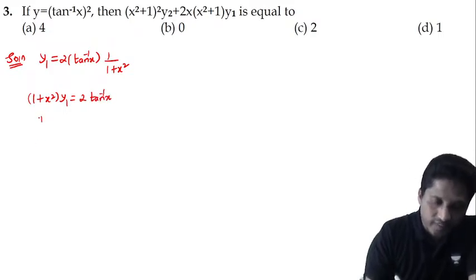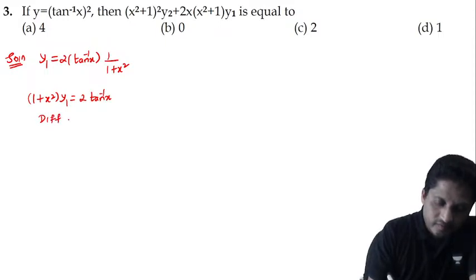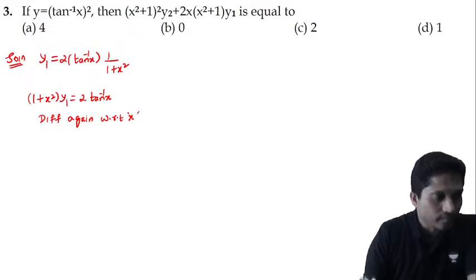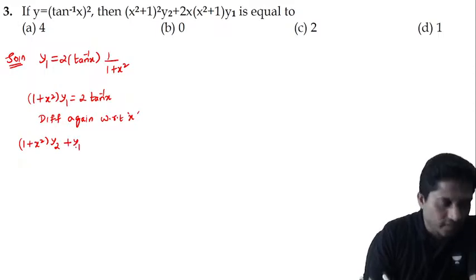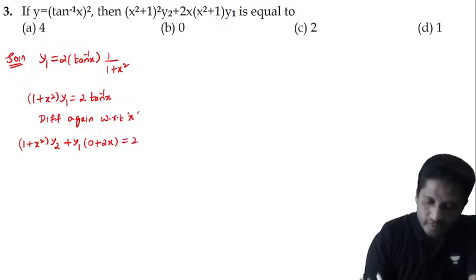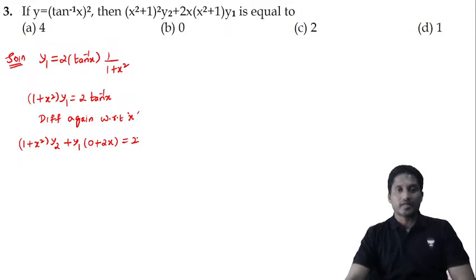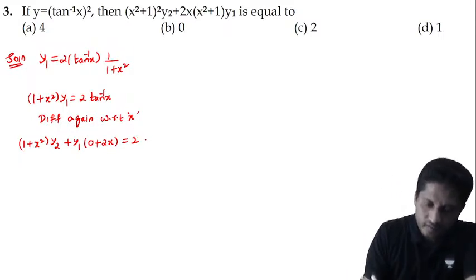Right, now if I differentiate once again, differentiating again with respect to x. Right, first function is 1 plus x square. Differentiation of y1 is y2. Plus second function is y1. Differentiation of 1 is 0. Differentiation of x square is 2x. Is equal to 2 into, right, differentiation of tan inverse of x is 1 by 1 plus x square.